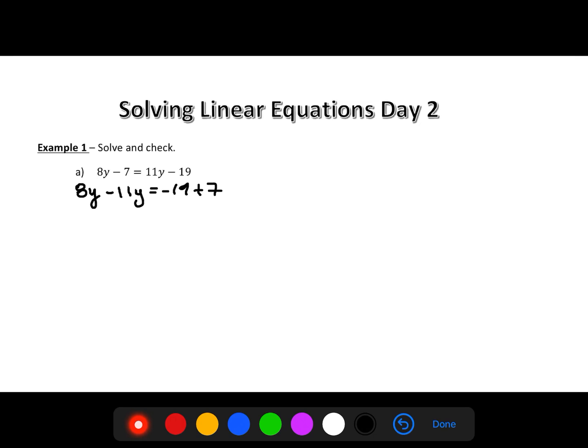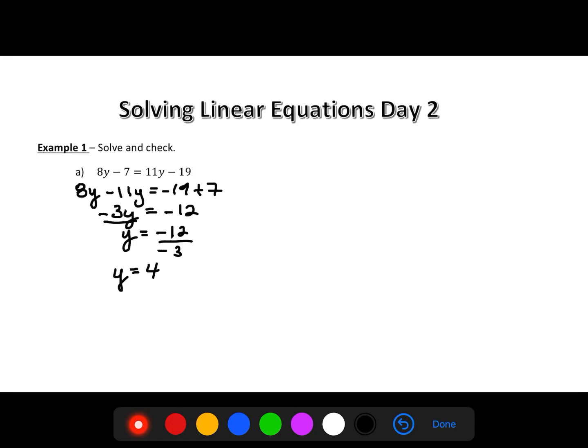Remember, we always change the operation when we change sides of the equal sign. So 8y minus 11y equals negative 19 plus 7. So we get negative 3y. Remember, the y's do not change, just the number of them change. And negative 19 plus 7, we get negative 12.